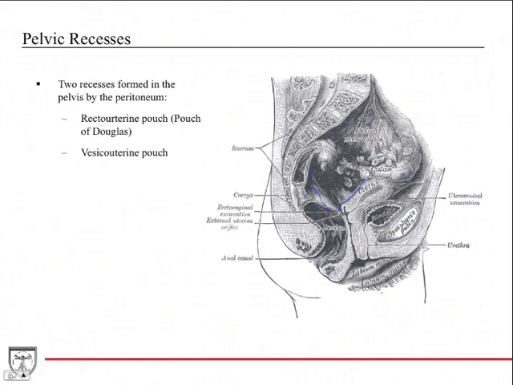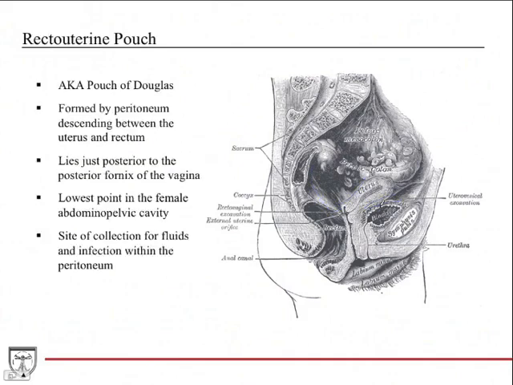It's also referred to as the pouch of Douglas, and then you have the vesicouterine pouch as well, which is this space in here. It's a much tighter space in here. This isn't the best diagram to show this, but it gives you an idea of where it is. It's vesico for bladder, uterine for uterus.